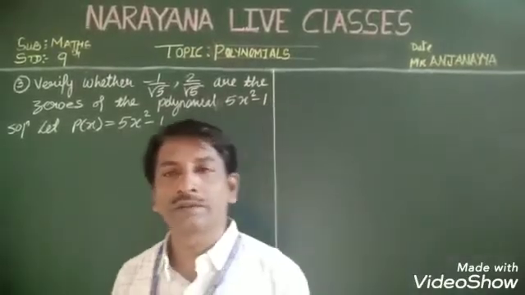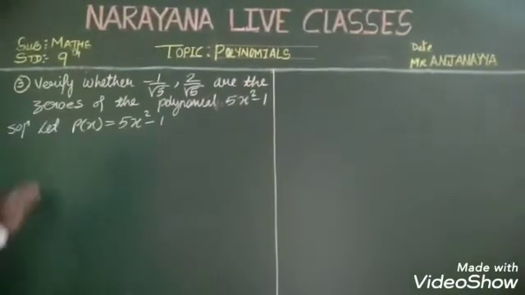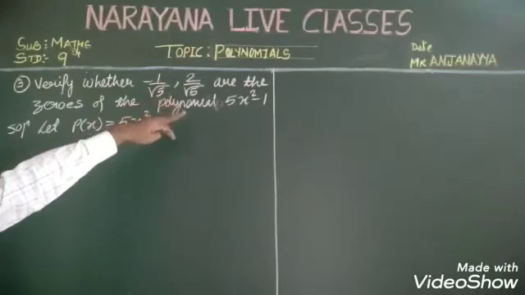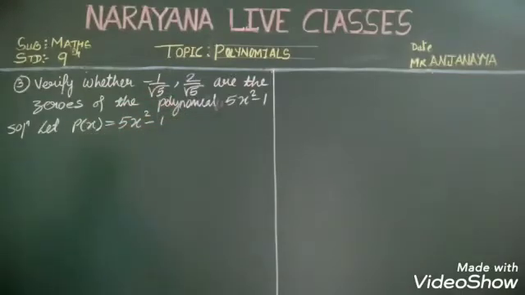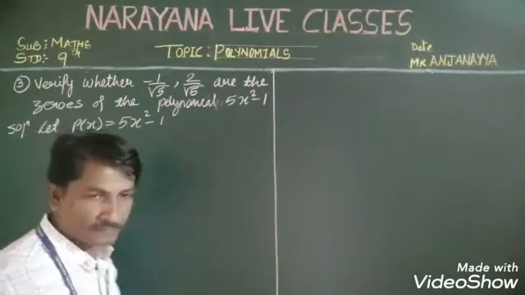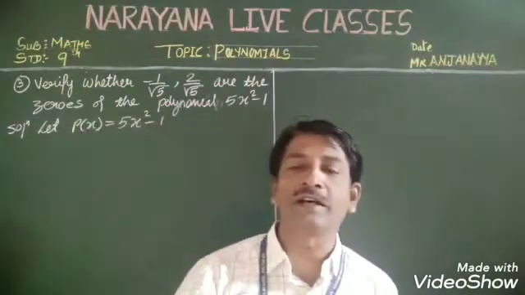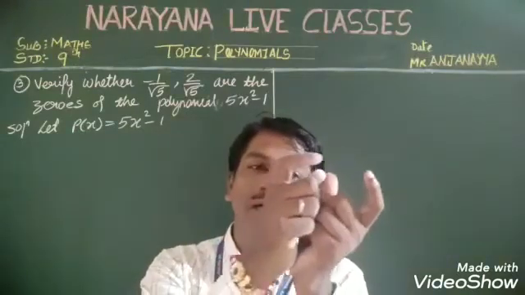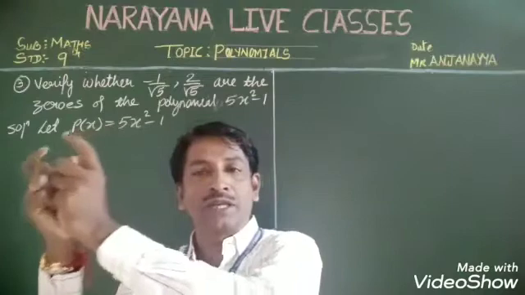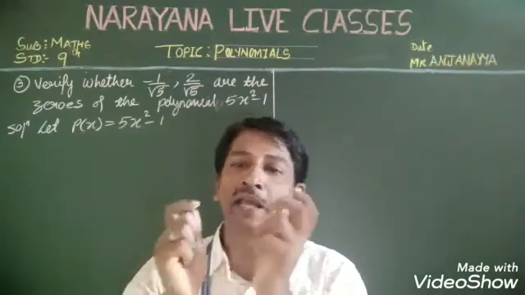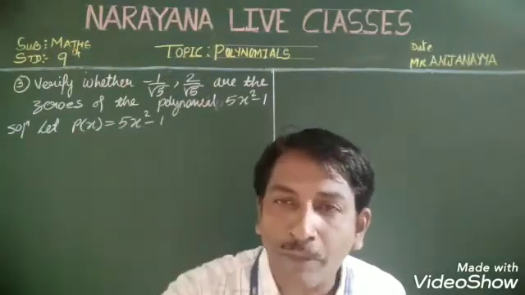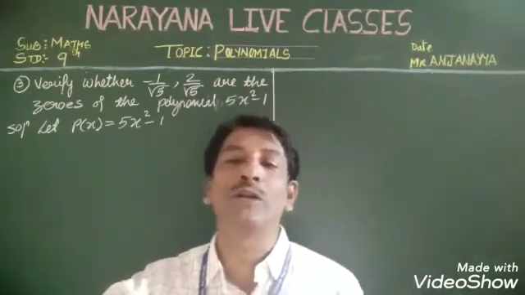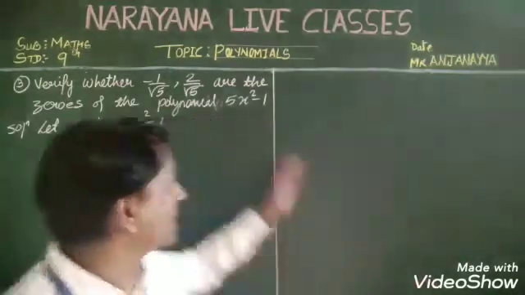Now coming to the next question, they had given us: verify whether minus 1 by root 5 and 2 by root 5 are the zeros of the polynomial 5x square minus 1. To find whether it is a zero of the polynomial or not, what we do is take the value and substitute it in the polynomial, and if we get the value of the polynomial as 0, then we say it is a zero of the polynomial. So we'll check for this.